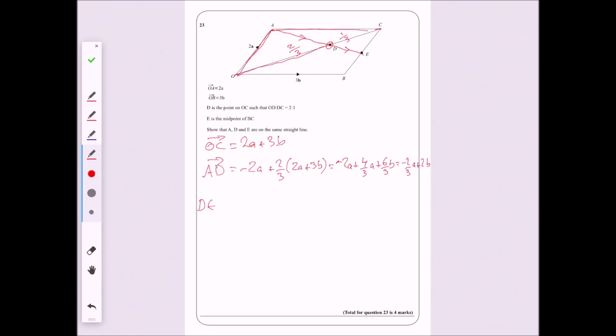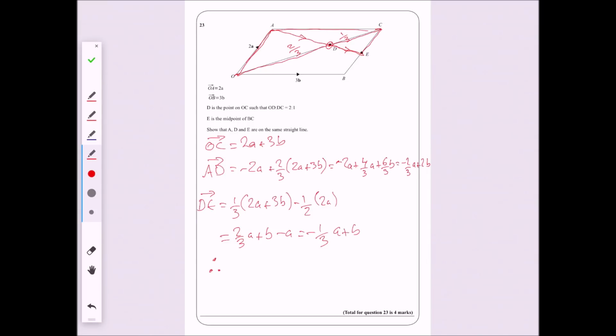We now need to work out DE. So DE, to get from D to E, I'm going to go up here and down here. So that would be 1/3 of 2 A's plus 3 B's. And then I need to take off that a half, because E is the midpoint, of 2 A's. And I'm taking it off because I'm going the wrong way down it. So if I simplify that out, I would have 2/3 A plus a B minus an A. And altogether that gives me minus 1/3 A plus B.